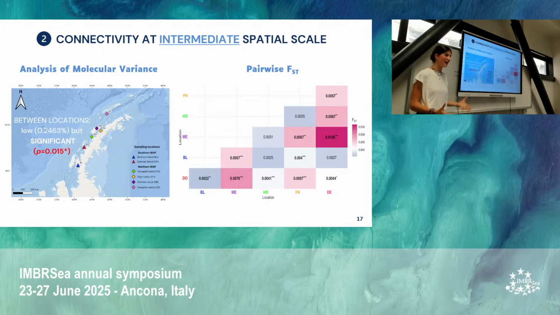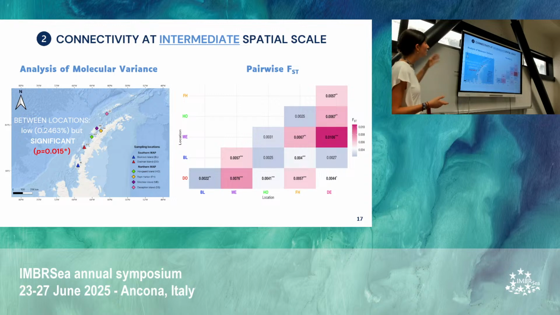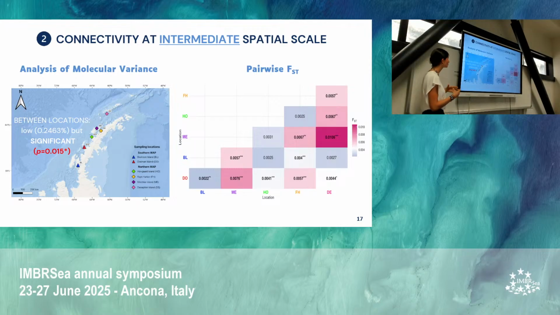But the story doesn't end here, because when we looked at our connectivity patterns at intermediate spatial scales, so basically between our locations, we saw that a significant proportion of the genetic variance could be attributed to differences between our locations. It was very low, but still significant. Our pairwise FST comparisons between our locations also revealed some comparisons to be low but significant. So we clearly had signals of genetic differentiation at these intermediate spatial scales.